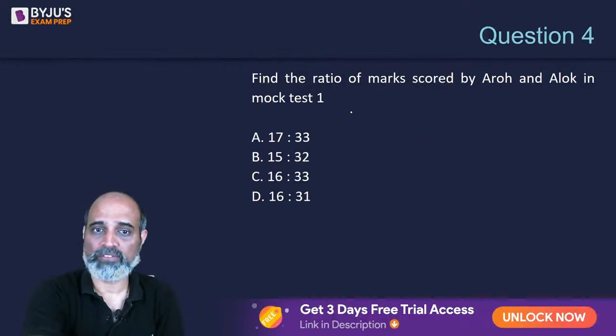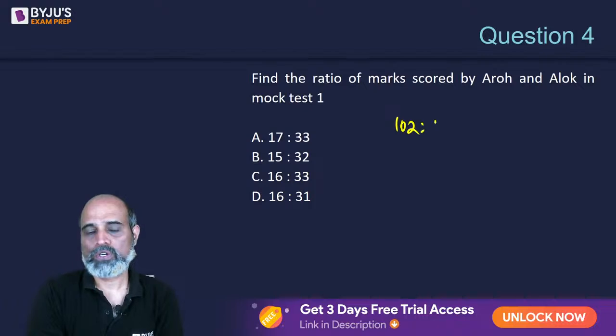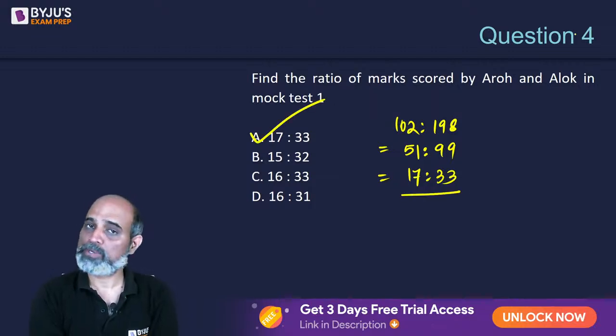So the ratio of 102 and 198. They both are divisible by 2 first of all. So this is 51 and this is 99. They are further divisible by 3. So this is 17 and 33. We can't further divide it. So option A.